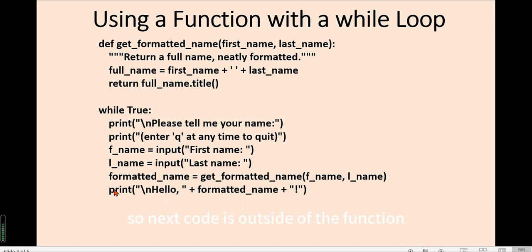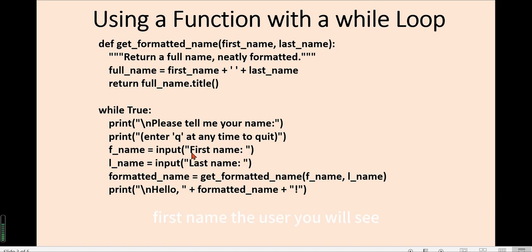So the next code, outside of the function, is a while loop. We use while True, because while True is always true. So inside the block of the while loop, first print two messages, and then the user will be prompted to input something, and the first input the user should enter is the first name.